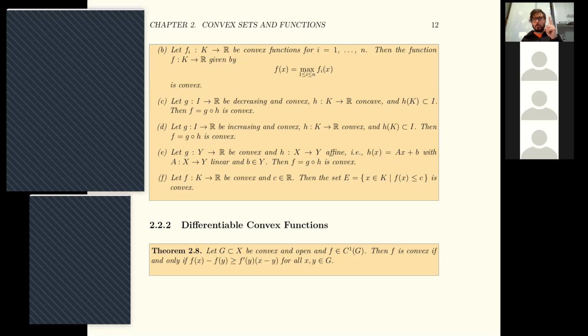And this is the important connection between convex functions and convex sets. This is the important connection. And I cannot stress enough how important this is. And this proof we will go through during the exercises in a lot more detail. All right.